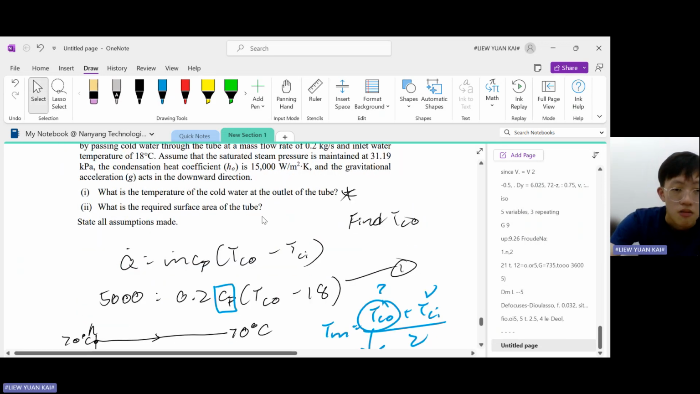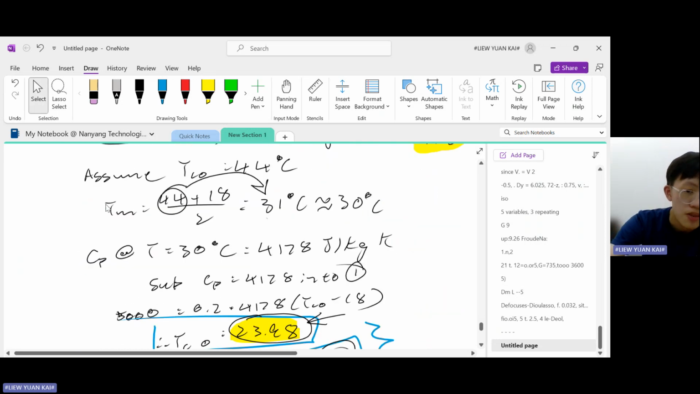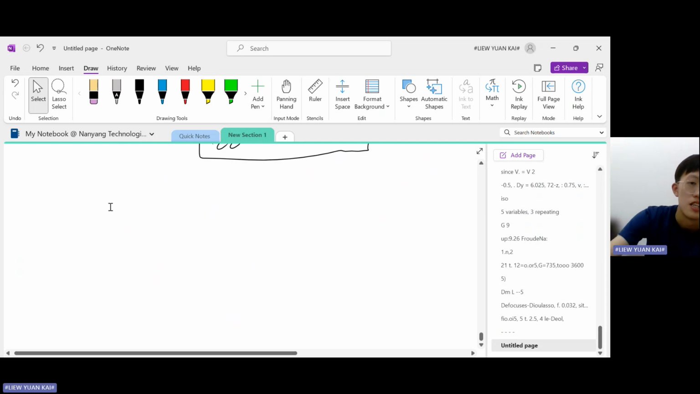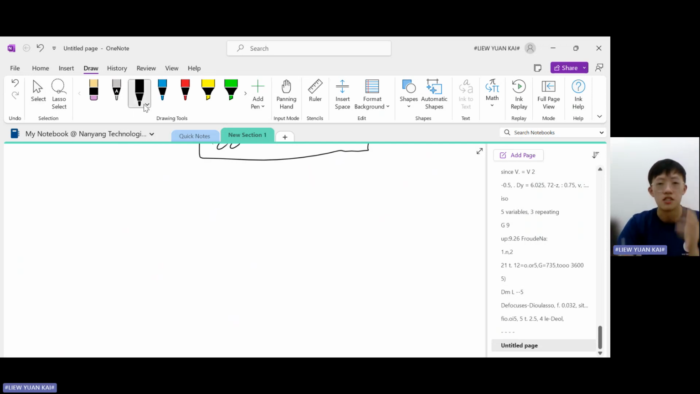So the next question, what is the required surface area of the tube? There are two ways to go about this. One, you use the epsilon NTU method. Another way is to use the log mean temperature difference method, the LMTD method. Here, I'm going to choose the LMTD method because it's a lot simpler. Feel free to use the epsilon NTU method, it's okay too. So let's write down the formula for the log mean temperature difference problem.